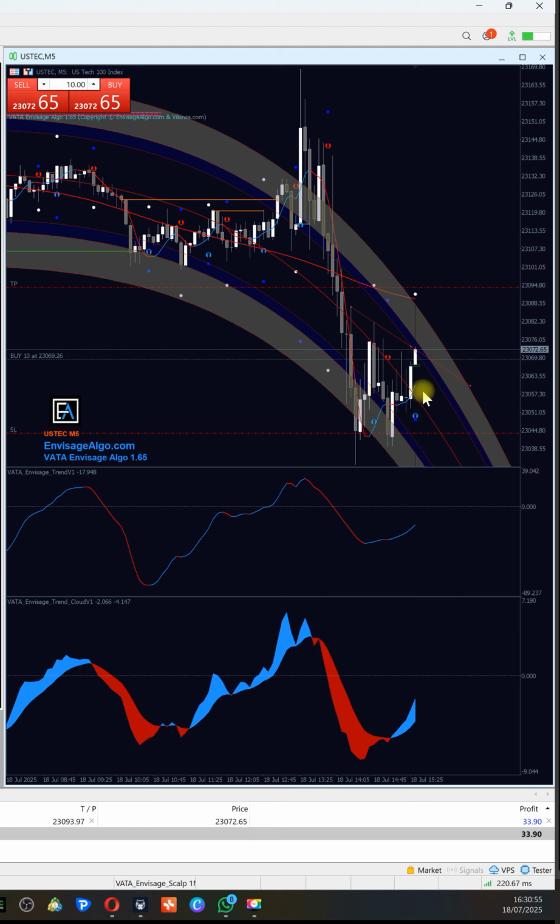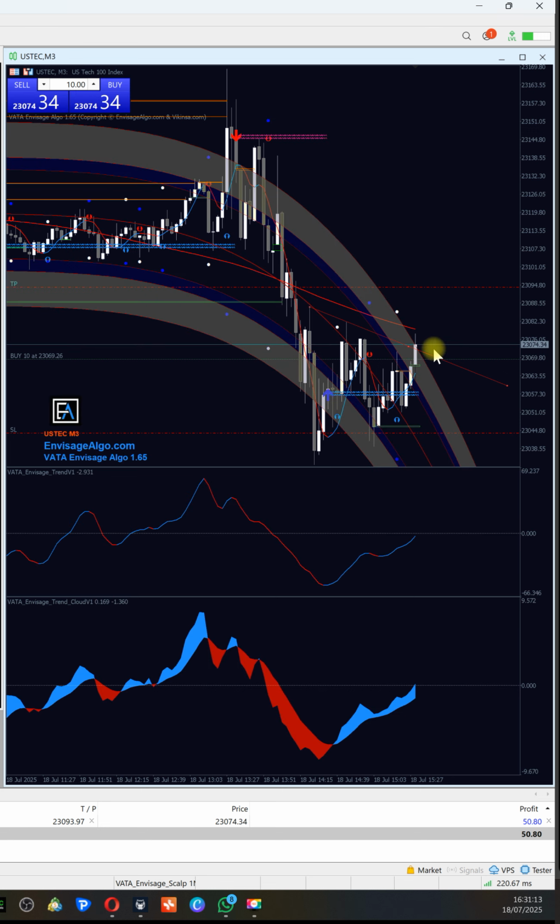This is already looking very good. Previous high here has been violated. This high will be violated, and once this high is violated, the stop loss will be moved. Okay, and we are right in there. We are already in profit. Okay, let's see how it plays out. Let's monitor it on a smaller time frame.